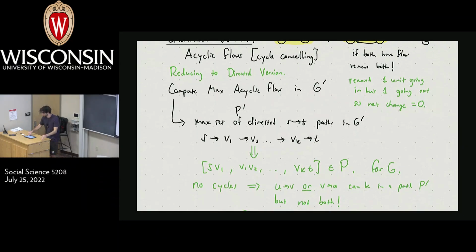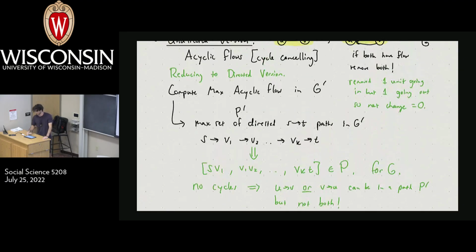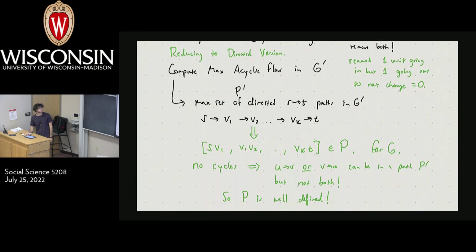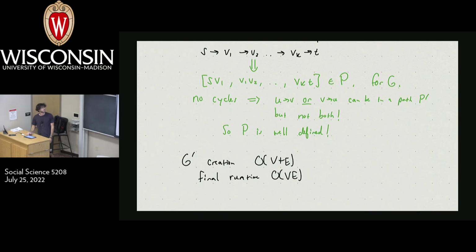Okay, so to do this construction, to create G prime, that just takes O of V plus E time. We just go through the adjacency list and add direction in both ways. So creating G prime is easy. The size of G prime is roughly the same as the size of G, just twice as many edges. And so once we do the reduction to the edge disjoint directed version, the final runtime will be the same as before. So we're running max flow on a graph with just slightly more edges, and so asymptotically the runtime is going to be the same.